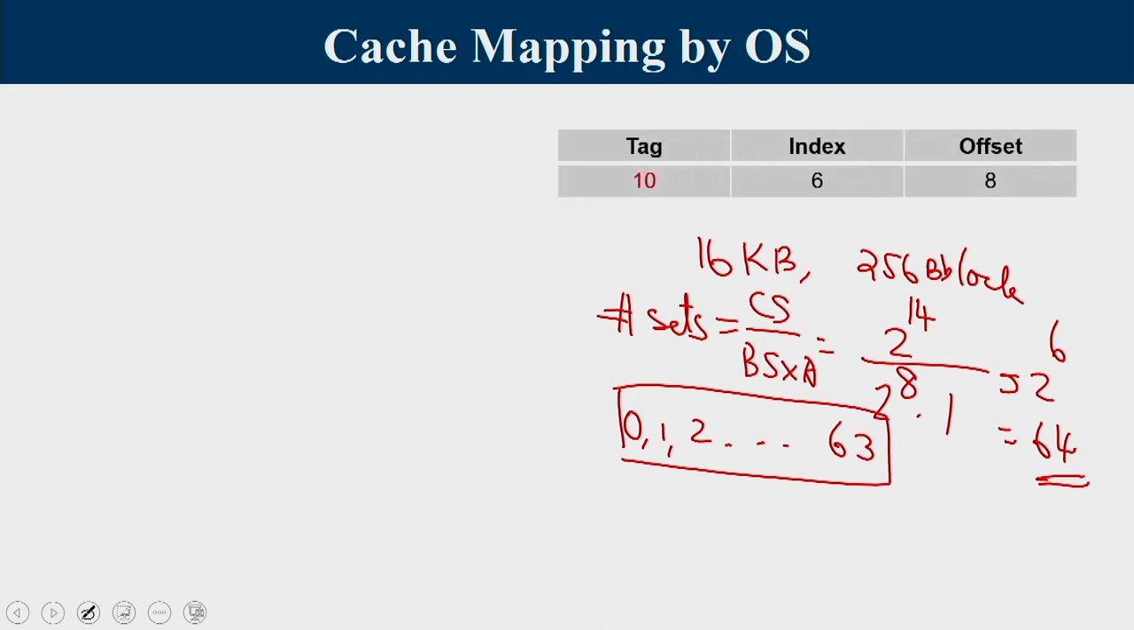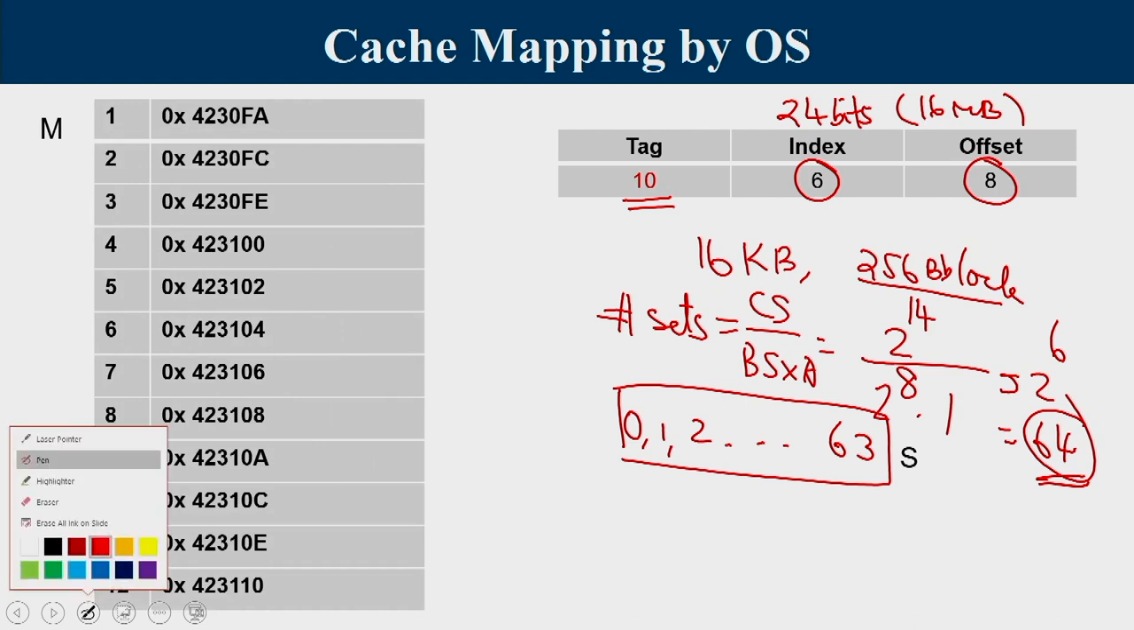By virtue of this, we know that the main memory requires 24 bits, that is 16 MB main memory, 2 power 24. Out of it, since we have 64 sets, 6 bits go for the index, and our block size is 256 bytes, so 8 bits go for the offset. That makes a total of 14, and the remaining 10 bits are the tag. This is the logic by which we get the split up of the physical address. The 24 bit physical address, that is 16 MB of main memory given in the question, gets split into the most significant 10 bits for the tag, then 6 bits for the index, and the last 8 bits for the offset.